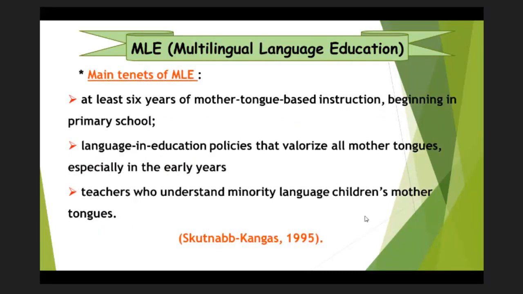Stuttgart can thus propose three main tenets of MLE. The first one is at least 6 years of mother tongue-based instruction, beginning in primary school. The second one is language in education policies that valorize mother tongues, especially in the early years. And the last one is teachers who understand minority language children's mother tongues.